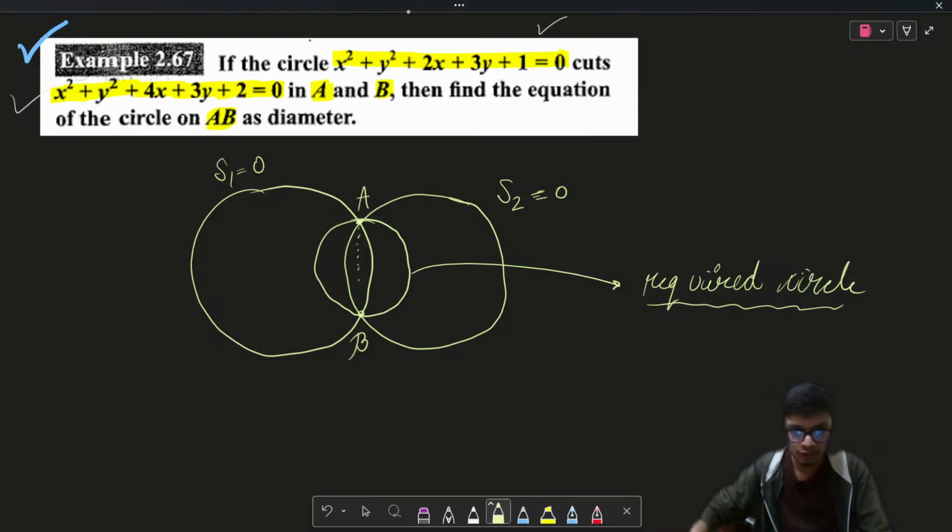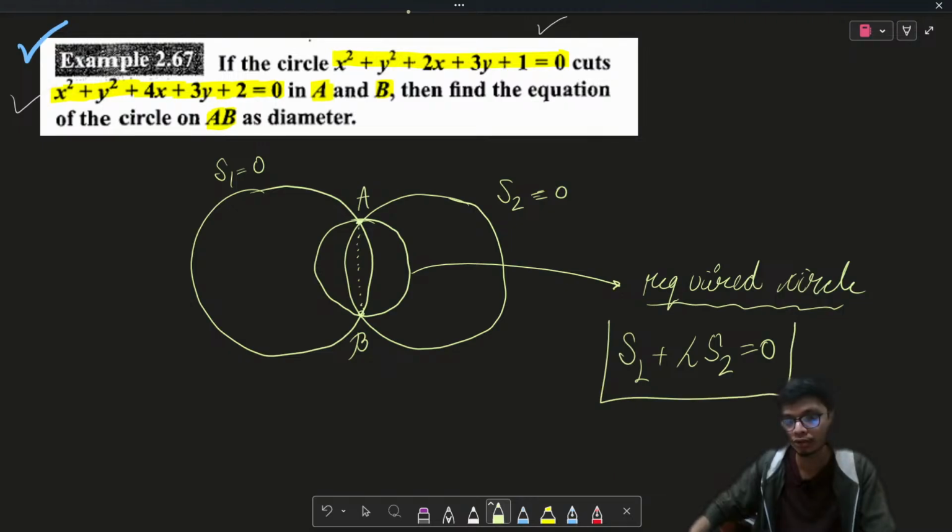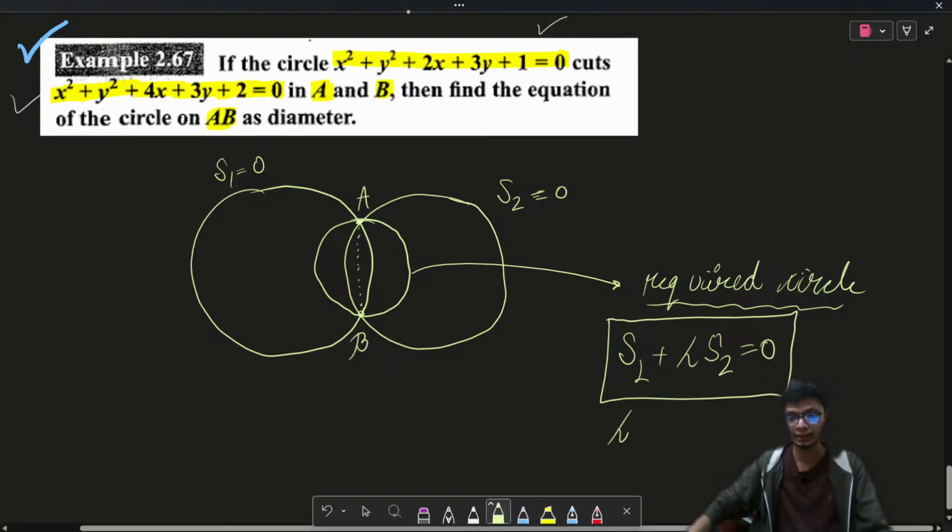So instead of solving for the points A and B, we will generate a family of circle equations passing through these points A and B. This required circle will have an equation of the form S1 plus lambda times S2 equals 0, where lambda is our real parameter.